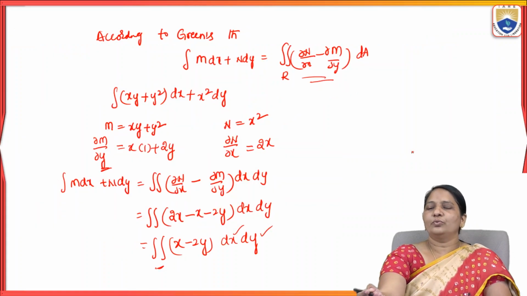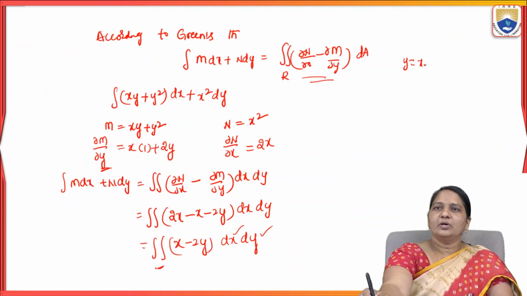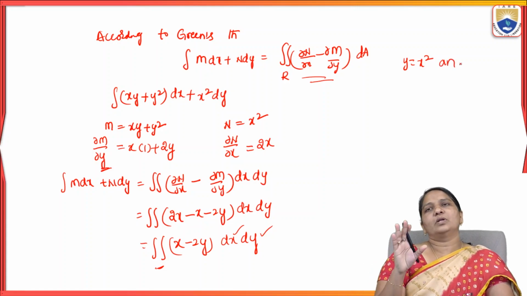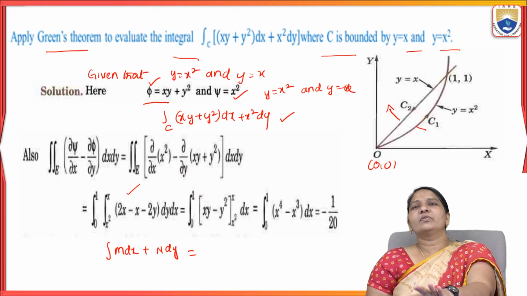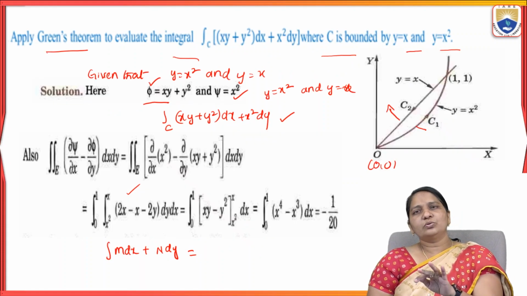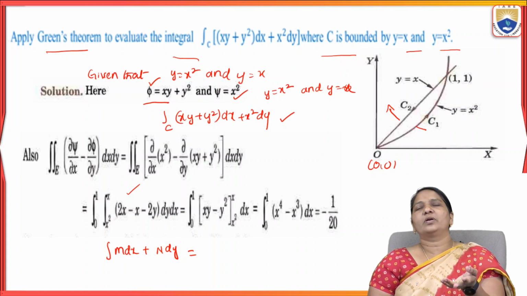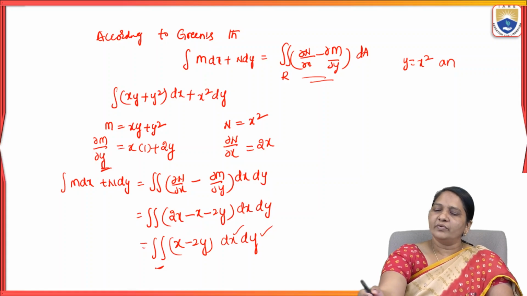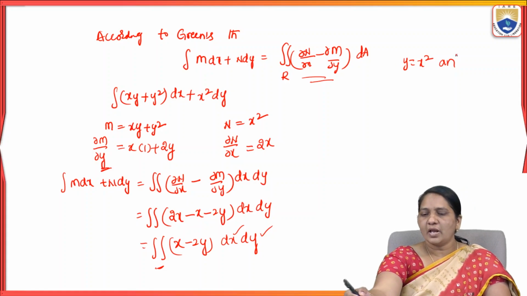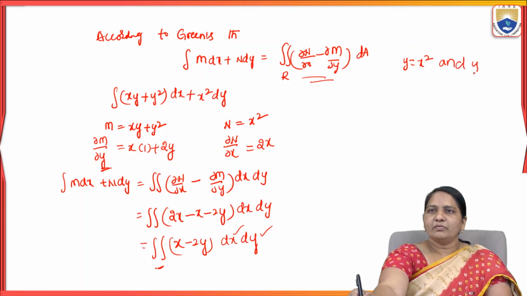First, we have to know that the curve y equal to x square is given. In some problems they will give the points also, 0, 0 and 1, 1. But in this problem they didn't give 0, 0 and 1, 1. That means we have to find the intersection points to find out the limits here. They only gave the curves y equal to x square and y equal to x.